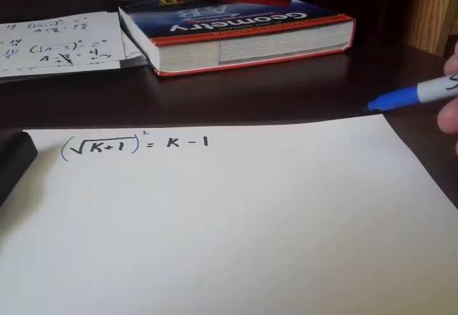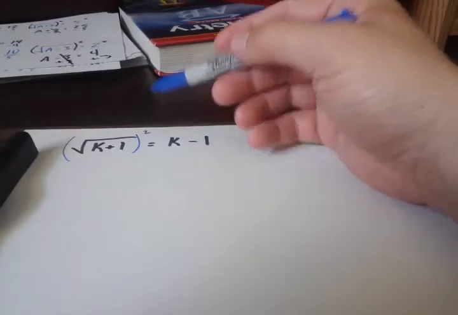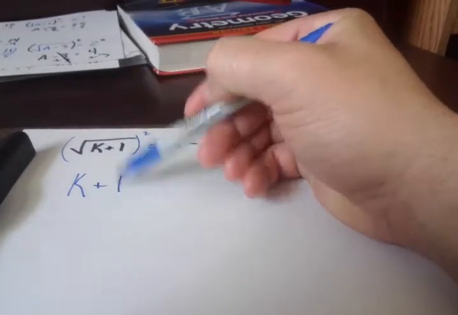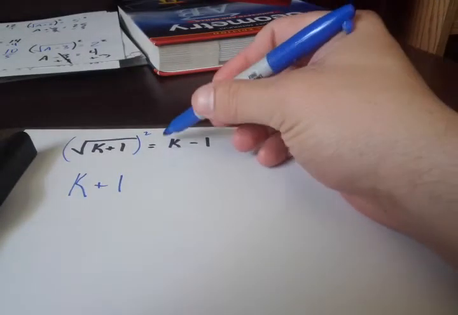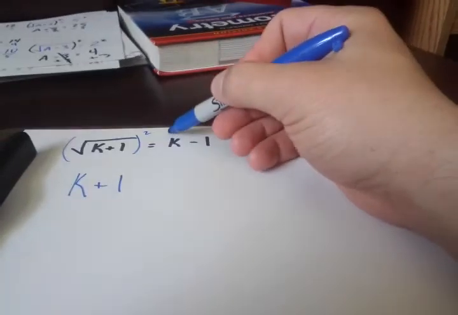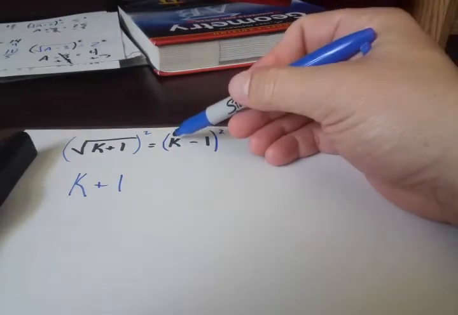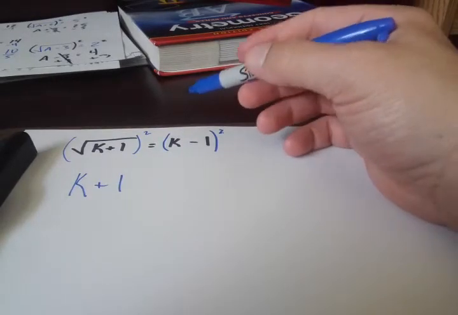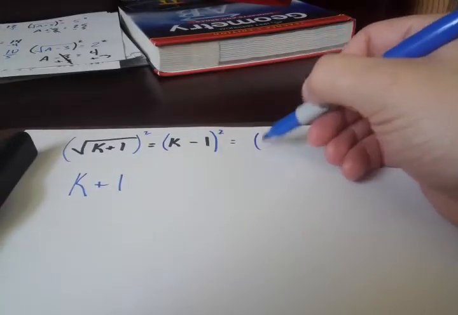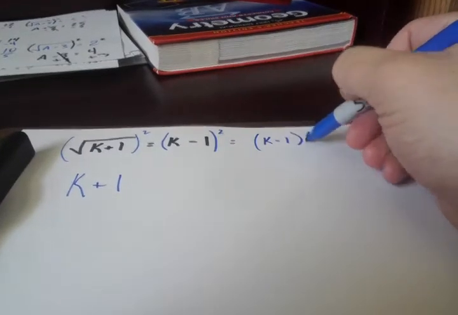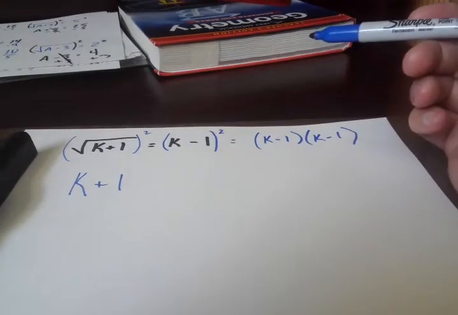Okay. Now, we know when we square, like we just practiced, this radical symbol and the square will cancel. So I'm going to be left with k plus 1 over here. But when we square this binomial, it's not just k squared minus 1 squared. This is a binomial, and when we square a binomial, I want to bring your attention to the FOIL method. Remember, squaring is really timesing something by itself.